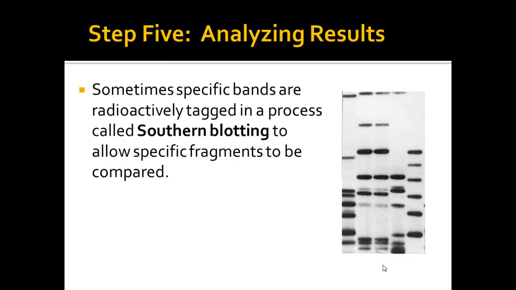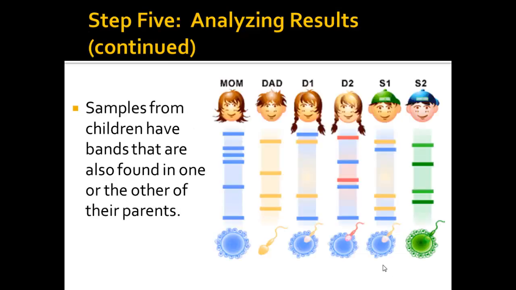But one process is called southern blotting. Has nothing to do with the South. It's somebody's last name. And what they are able to do is they actually put radioactive material in with the DNA sample, and it will attach to certain fragments of DNA, and then when you put an X-ray on top of it, it will develop the X-ray and you get these bands. This is a picture of southern blotting. And you can analyze all of them. This is just kind of a cartoony, cutesy picture. Here are some real samples.